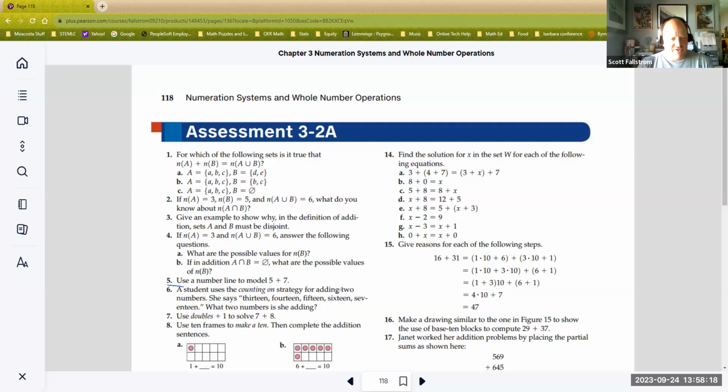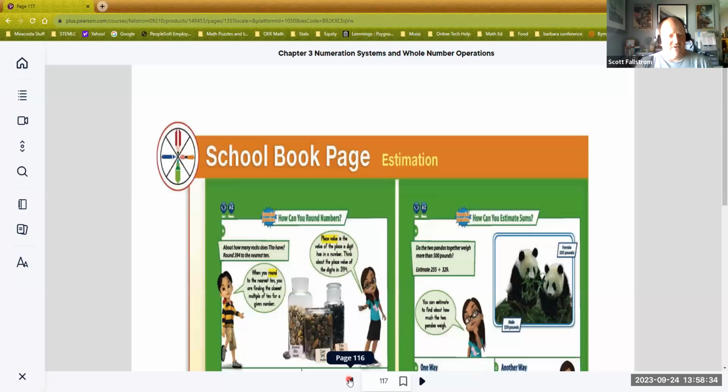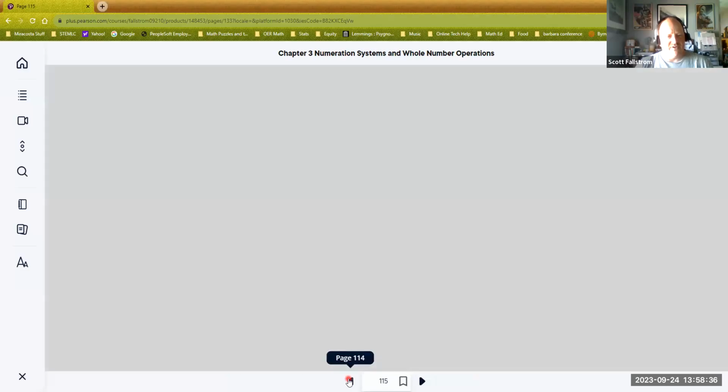Uses counting strategy. She says 13, 14, 15, 16, 17. So what two numbers is she adding? Now, again, if you get stuck on any of these, you can jump back into the textbook. That's why we have it. Uses the counting on strategy. So I would go back to the counting on strategy and say, okay, where was that counting on strategy? All right.